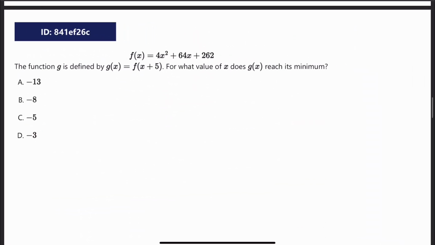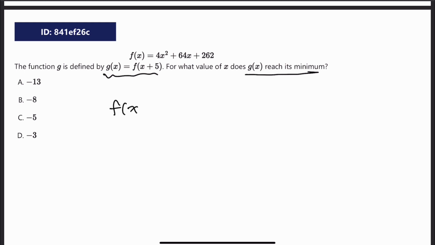For the third question, the function g is defined by g(x) = f(x + 5). For what value of x does g(x) reach its minimum? So they're a composite function, and the question is asking about the minimum of g(x). First, since they are all related, we'll find the minimum of f(x) first.